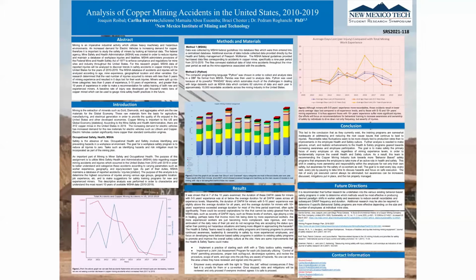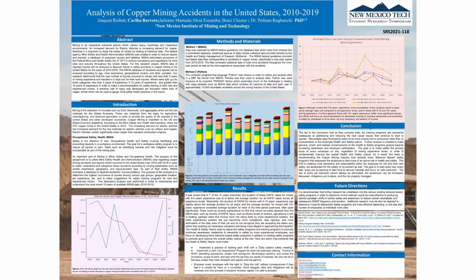The first graph we can observe on the PowerPoint shows total accidents and copper accidents in mining in the United States from 2010 to 2019. We can observe that accidents nationwide across all minerals are decreasing, while in copper mining, we observe an increase from 2017 to 2019.